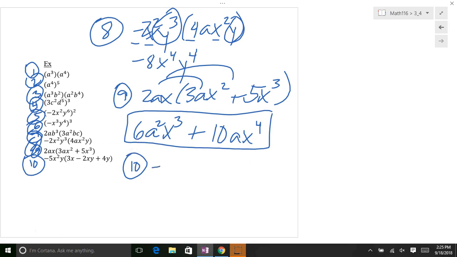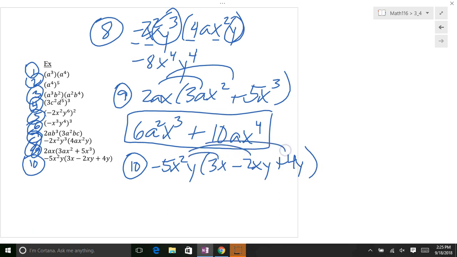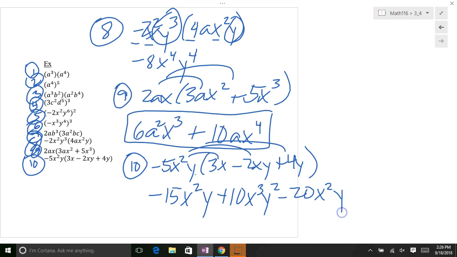Also notice on the inside here, it's got pluses and minuses. You got 3 different terms, so we're going to have to distribute this. Distribute that. Okay, so negative 5 times 3, negative 15, x times x squared, y, negative 5 times negative 2, 10, x squared times x cubed, we got y times y, y squared, negative 5 times the 4 last term here, negative 20, so minus 20, x squared, that's the only x's here, y times y, y squared.